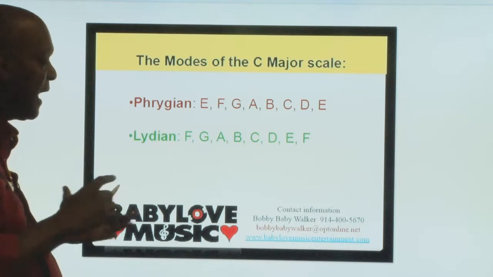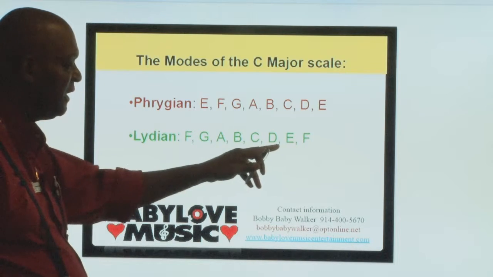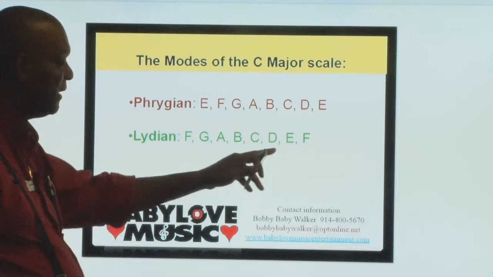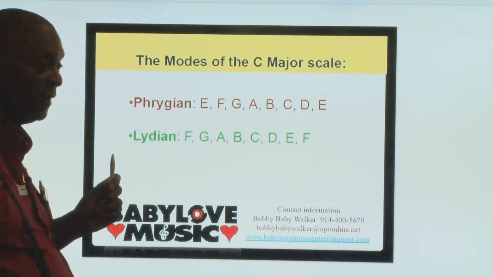And it would not be C, D, E, F, G, because that is the Aeolian scale, right? You understand what I'm saying? C is in the key of C, all right? But we want to start on the fourth note of the scale, which is the F, all right? And they call that the Lydian scale, I mean mode. Okay? All right. So, moving right along.